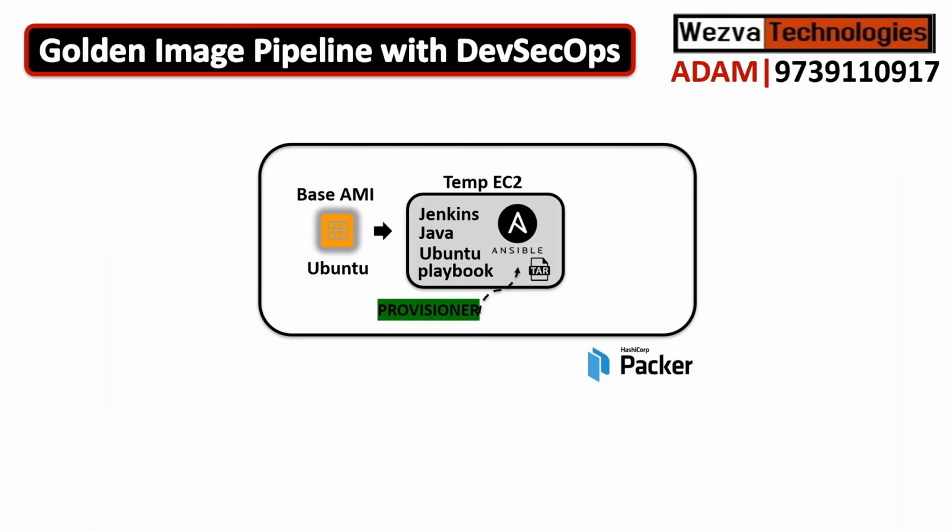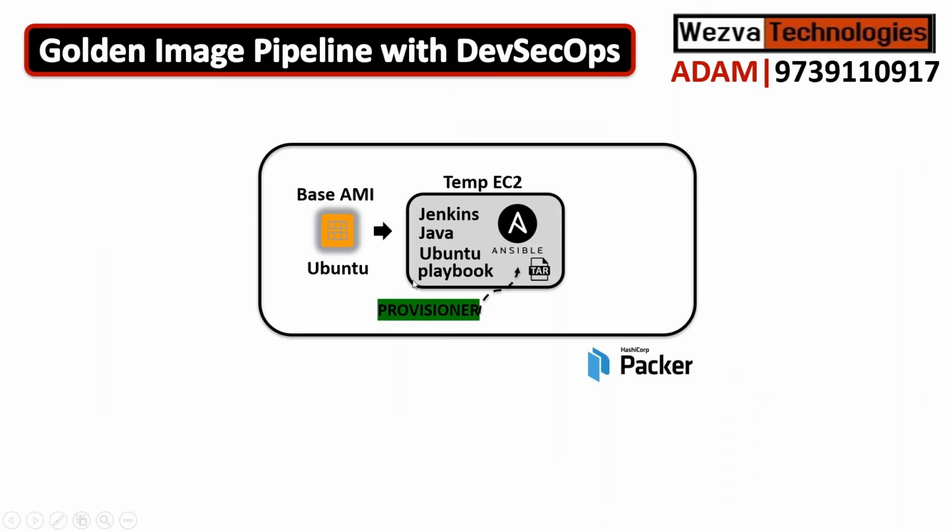Now, with the same Ansible playbook, I will just change or pass the variable and say, hey, instead of installing JDK 11, please install JDK 21. So it'll go ahead and do that. Same thing with Jenkins. So that is how you can use Ansible for automating the server configuration.